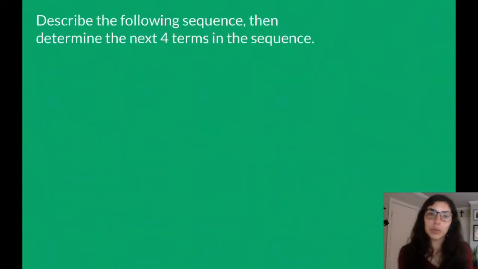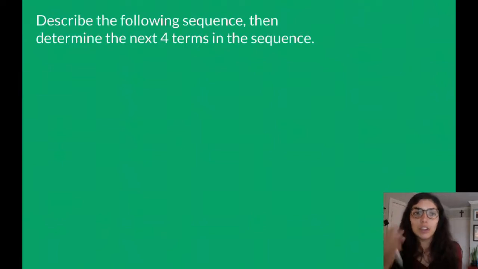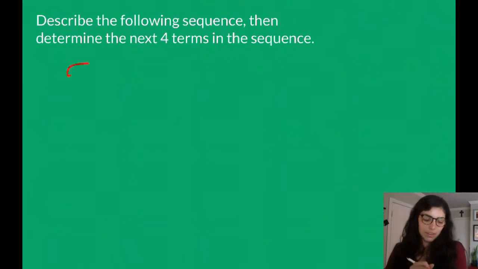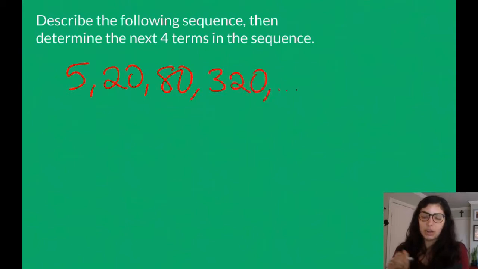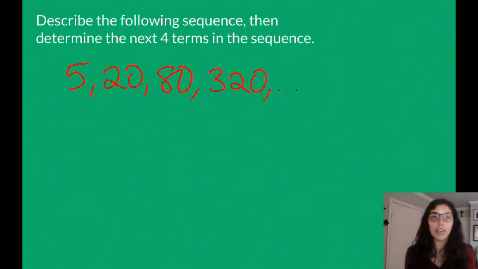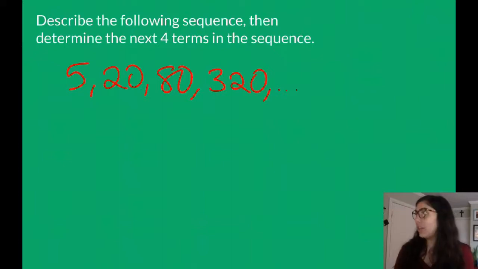Now, one of the other things we're going to ask you to do is to describe a sequence in many terms and then determine the next four numbers in the sequence. So for example, let's say you have the sequence 5, 20, 80, and 320, and on and on and on. Okay, 5, 20, 80, and 320 are the numbers in this sequence.